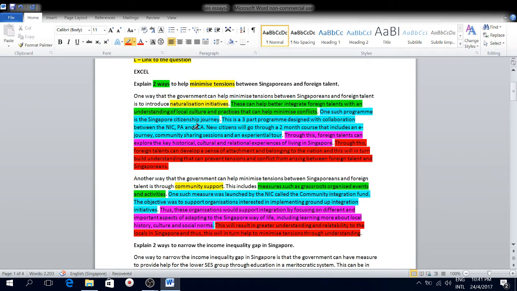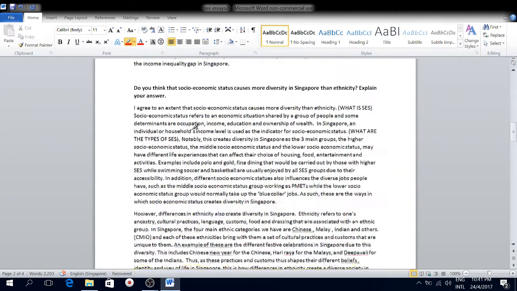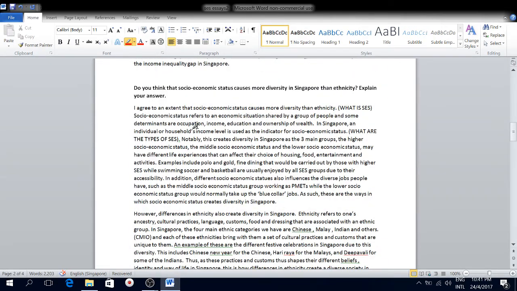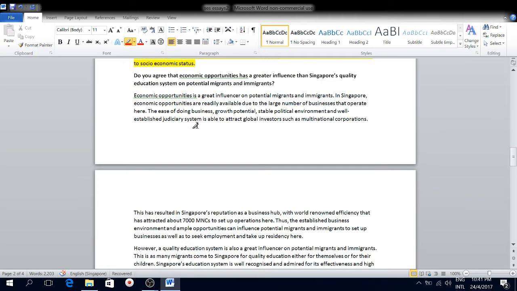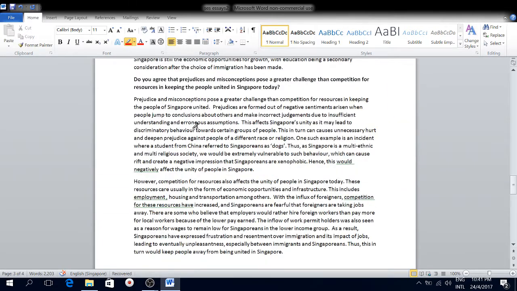Okay, let's go to the next part. Let's go to one of the questions about the factors. Okay, do you agree? Let me see. Okay, how about this one? Do you agree that prejudices and misconceptions pose a greater challenge than competition for resources in keeping people united? Which is the more challenging factor in uniting people of Singapore today?